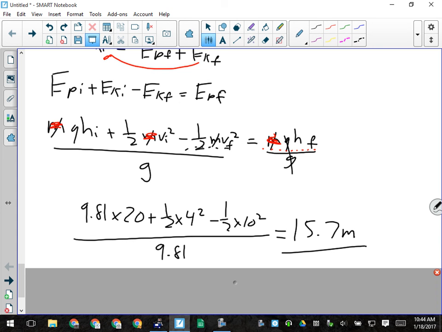Is that ringing a bell? There is one of those on the final exam. And it's 8 marks. It's not something we want to miss out on.